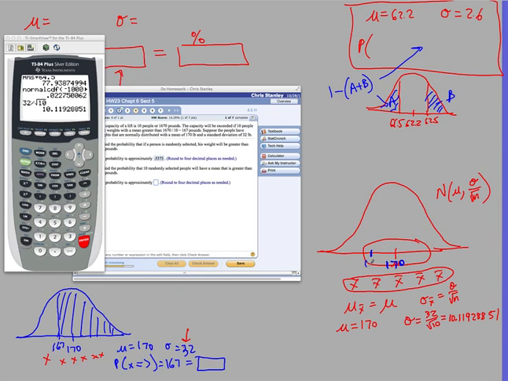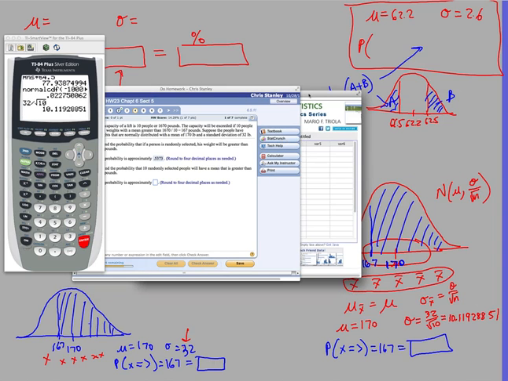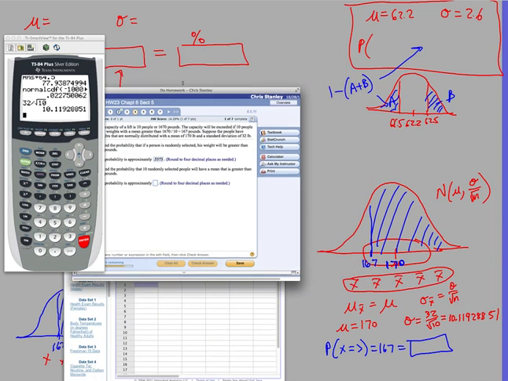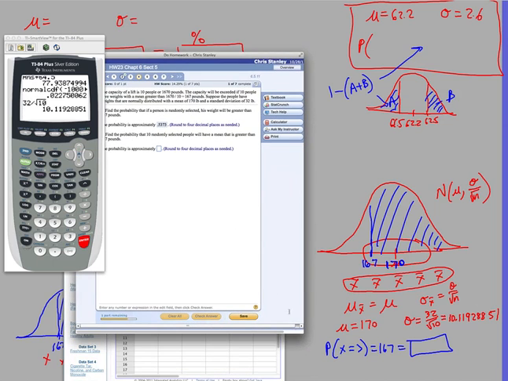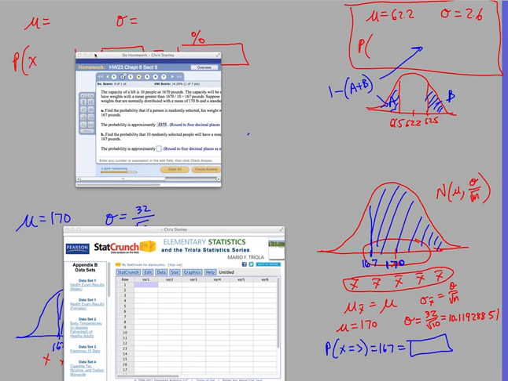I want 167. I want to shade to the right, just like this one, the same exact thing, but I'm not taking one person, you're taking 10 people. So this is going to be the probability that x is greater than 167, and here's your answer with this new standard deviation in there. Okay, so let's go to my StatCrunch.